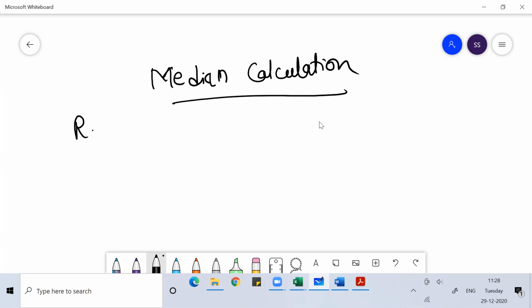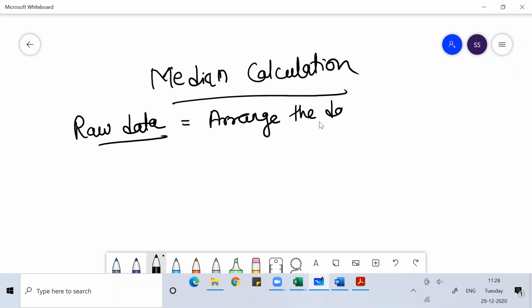First I'll talk about raw data. Whenever you have raw data, you have to arrange the data in ascending order.